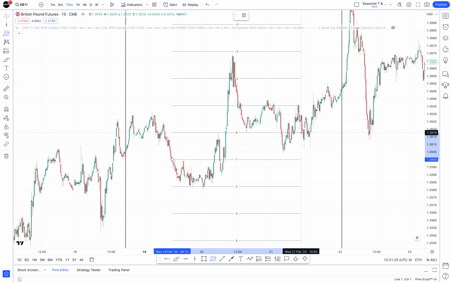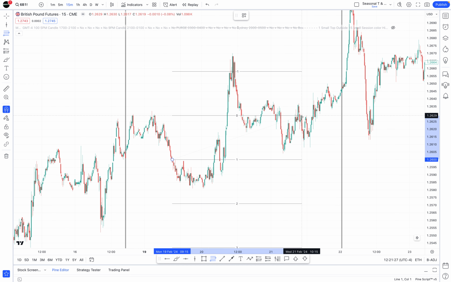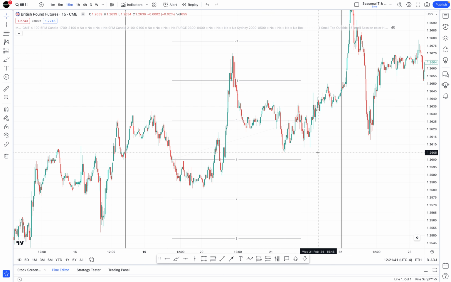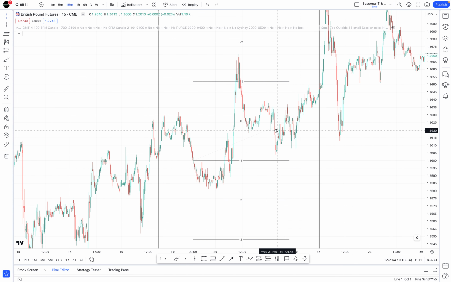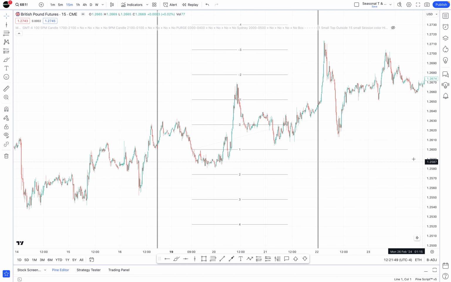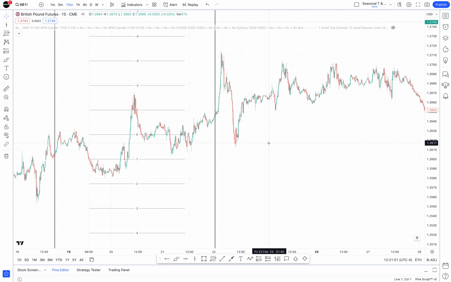So it opens a red candle, which means the high would be the open. Well, the 15 is a red candle, 10 is green, so that means the open would be there. And now we draw these levels out in time and see how they react.